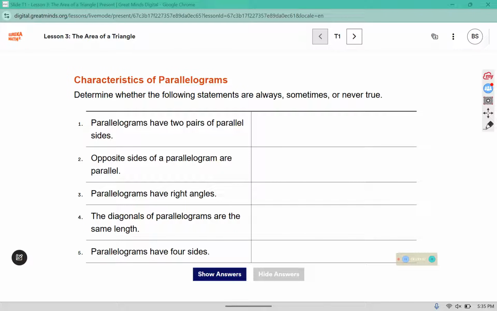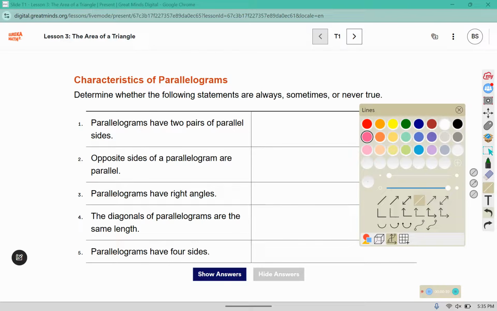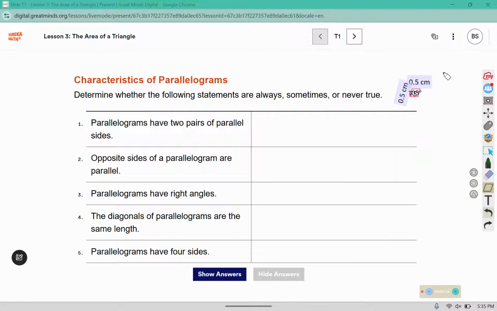Determine whether the following statements are always, sometimes, or never true. We're talking about parallelograms in these questions. So if we look at what a parallelogram looks like, we have some sample parallelograms, but you can also have a parallelogram that is in the shape of a rectangle or a square. So let's look specifically at number 4.